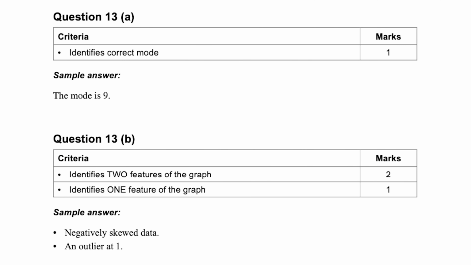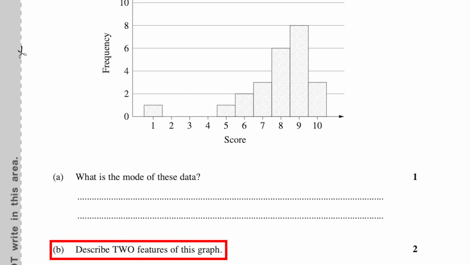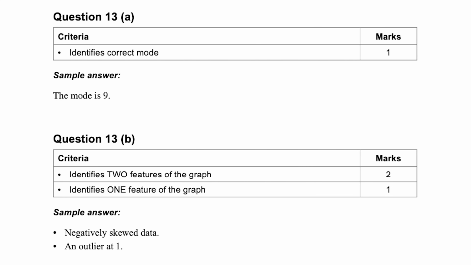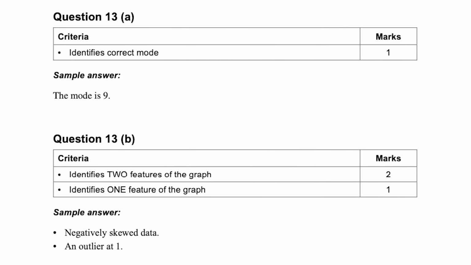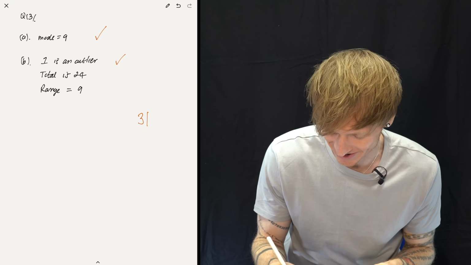The mode is 9. Oh, this weird one where it asked me to identify features of the graph. It does say an outlier at 1. And I've said the range is 9, or the total number of people asked is 24. So it only gives me one other possible thing to identify, which is that it's negatively skewed. I mean, I'd argue the things I wrote were more interesting. So I'm claiming I identified more than 2 things. So I think that's 3 out of 3. I see how they're being quite stingy with the suggested marks there, suggested answers.